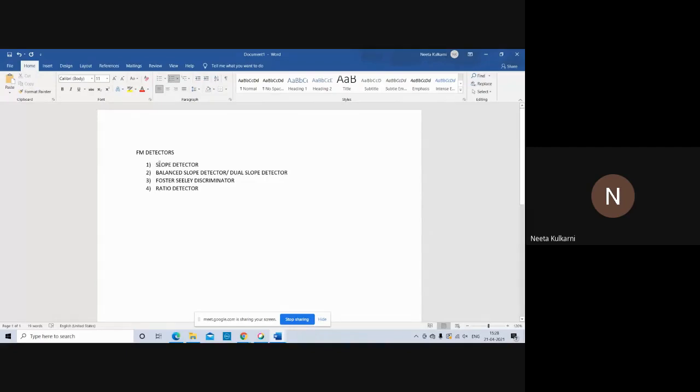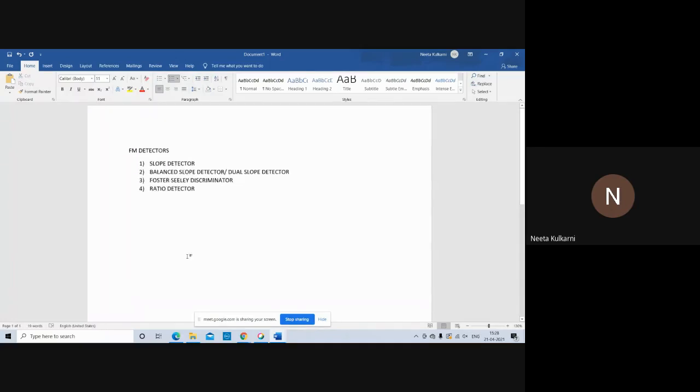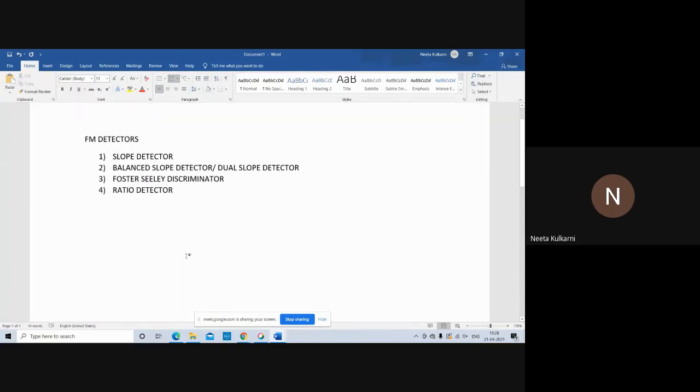Okay, so slope detector's performance is low, in comparison the balanced slope detector's performance improves. As compared to this, the Foster-Seeley discriminator is giving better performance. And if you compare again these four, in the ratio detector there is no need of a limiting circuit, and the final output voltage remains constant because of using C9. So if you compare these four, this ratio detector is giving the better performance.